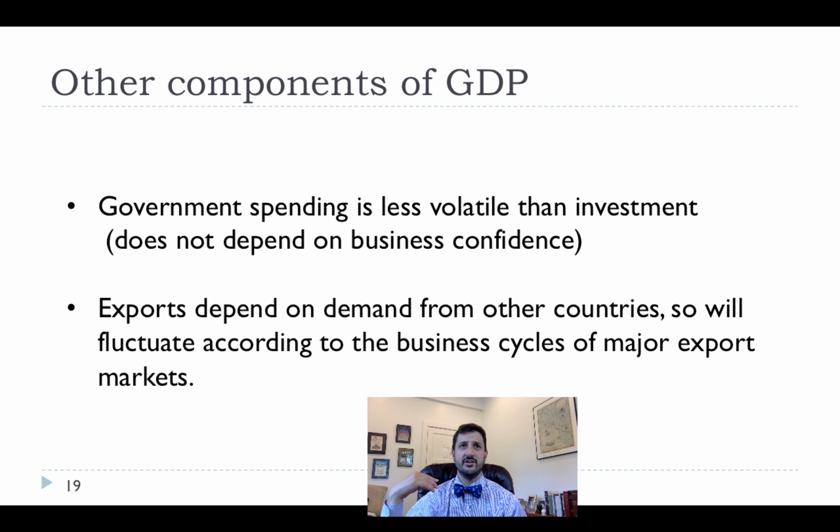So if the U.S. has a recession, that's going to hit Chinese producers, right? If the U.S. has a recession, that's going to hit Mexican and Canadian producers. And so it's always important to think about, all right, well, what's going on globally? And we'll talk about that towards the end of the semester.